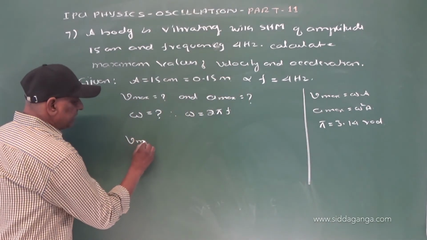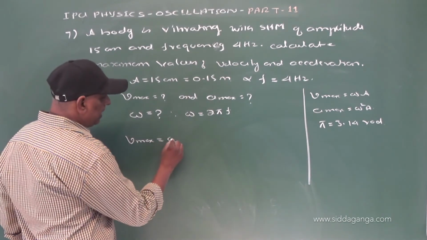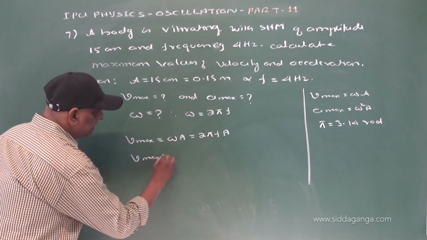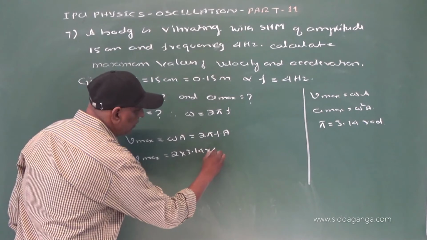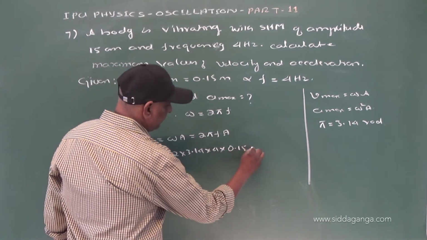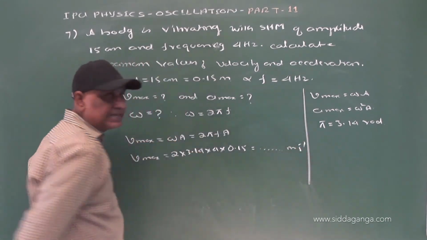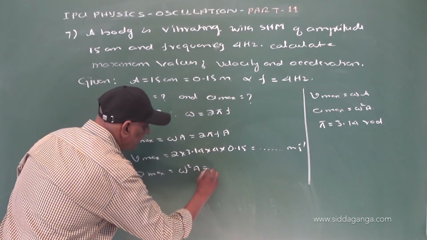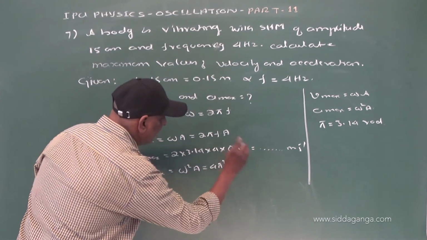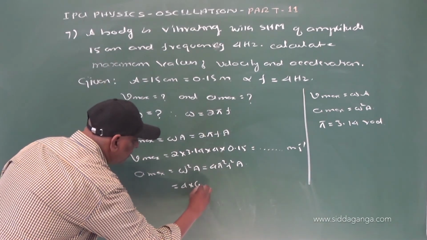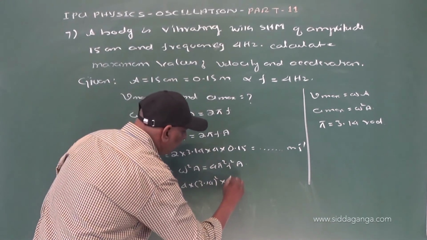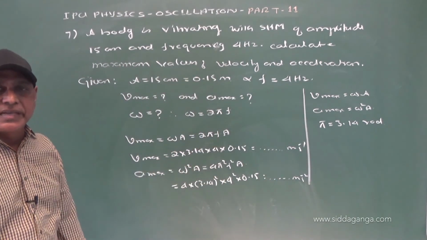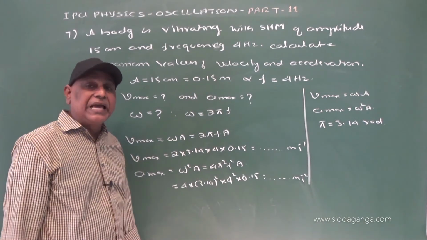Now we have velocity maximum is equal to omega into A, that is equal to 2 pi f into A. So V maximum is equal to 2 into 3.14 into 4 into 0.15. You calculate the value, which comes in meter per second. Now a maximum is equal to omega square A, that is equal to 4 pi square f square A, that is equal to 4 into 3.14 whole square into 4 square into 0.15. Once again you calculate that value, which comes out in meter per second square. You try to do the calculations.